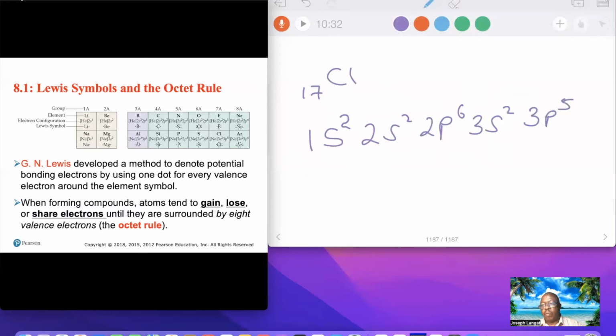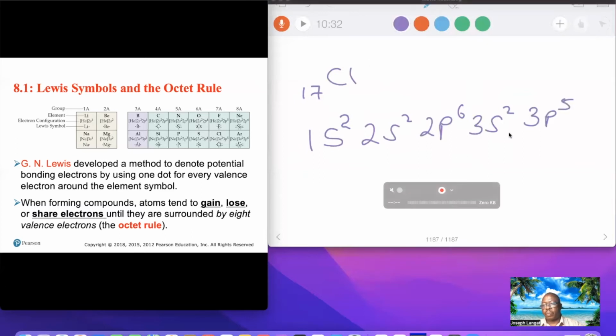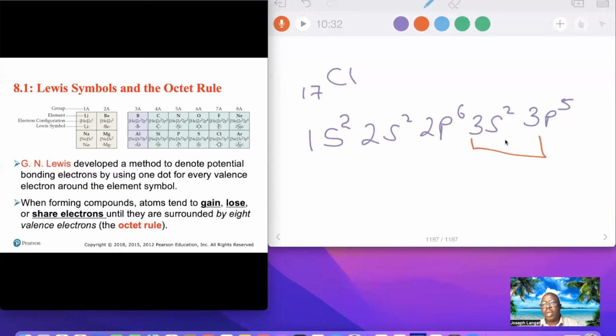Most students confuse the outermost subshell here and say it's the shell. No, you have to look at the highest n value. The highest n value here is 3, in 3s and 3p. So the valence electrons are 2 plus what? 2 plus 5 equals 7.